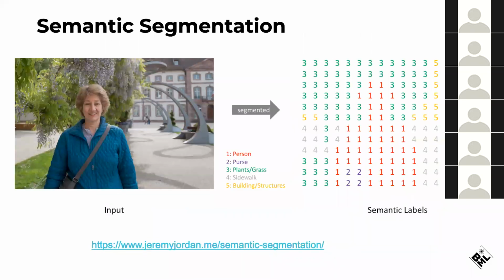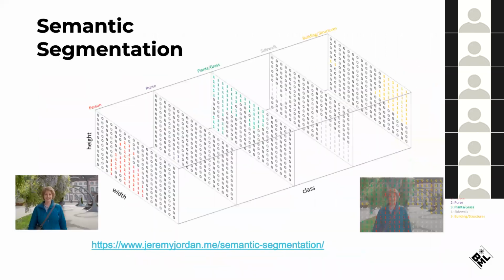And then we will also look at semantic segmentation. It's where you try to classify every pixel in the image on the left into classes, like which pixels are a person, which pixels are a purse, which pixels are a plant, and so on. Semantic segmentation is way more complex than object detection, just because you have to classify every single pixel into a multi-class problem, right?